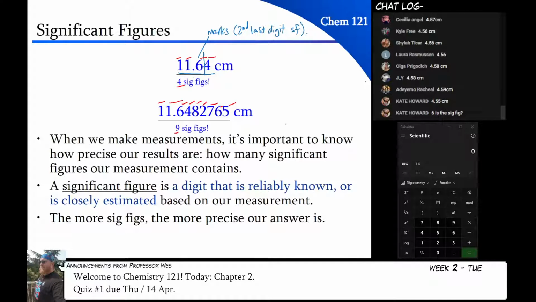Okay. So the more digits that you can write down, the more precise your measurement is, and the more sig figs you have. So sig figs are just the number of digits you can write down that are known.